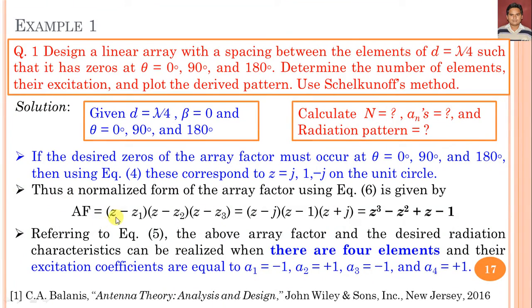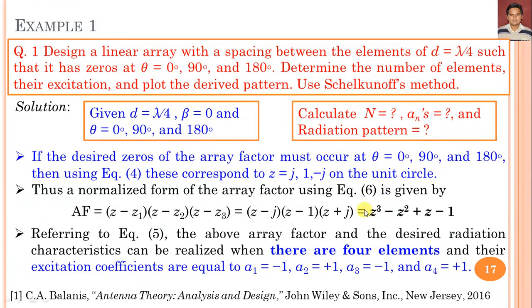And the array factor has the factors z minus z1, z minus z2, z minus z3, that is, z minus j, z minus 1 and z plus j. So the array factor is z cube minus z square plus z minus 1. So referring to equation 5, the above array factor and desired radiation characteristics can be realized when there are 4 elements, as you can see, element 1, element 2, element 3 and element 4.